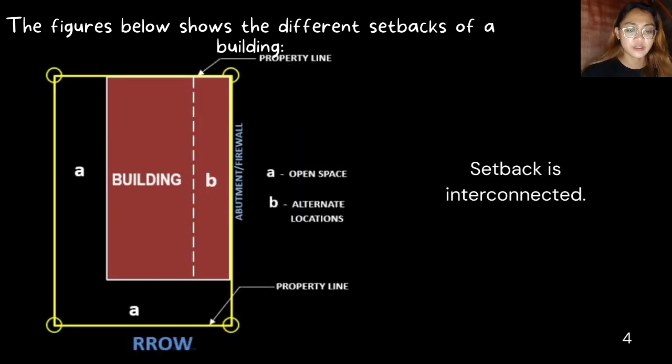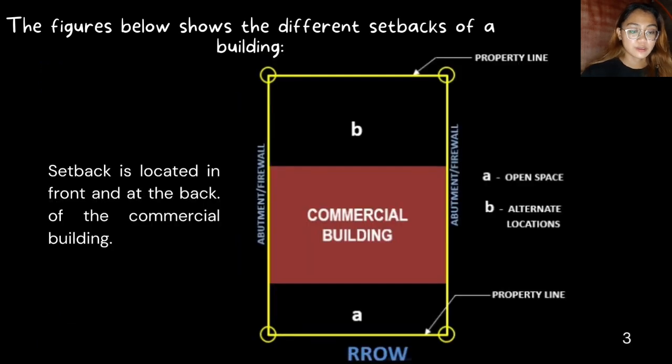Next illustration, this is the setback that is interconnected. So the natural air for ventilation will always be from open space located in front of the building. Third illustration, the setback is located in front of the commercial building and at the back. In this sample, both front and back have open space.